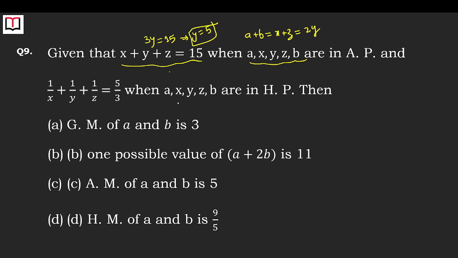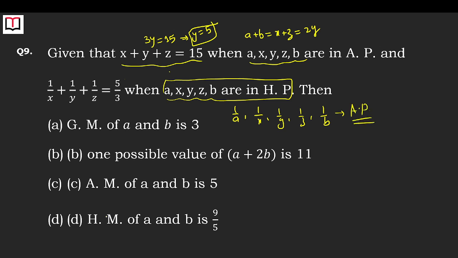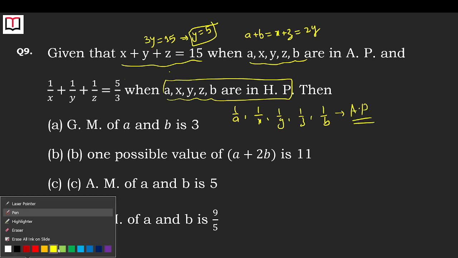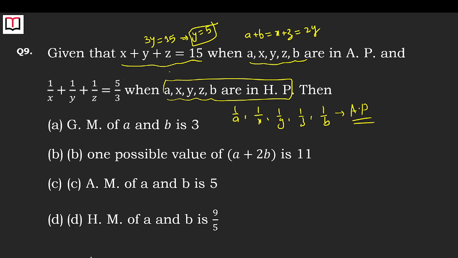Now a, x, y, z, b are in HP. Okay, so again, that is in HP. So 1 by a, 1 by x, 1 by y, 1 by z, 1 by b are in AP. Acha, see, one thing is for sure, bachcho. x, y, z are in AP, and 1 by x, 1 by y, 1 by z are in AP, not possible. Okay, so it's for sure. See, these are two independent pieces of information. So don't try to relate the same x and same y in both the places, right? Because the relation is given for x, y, z. Okay, the value is given for xyz.